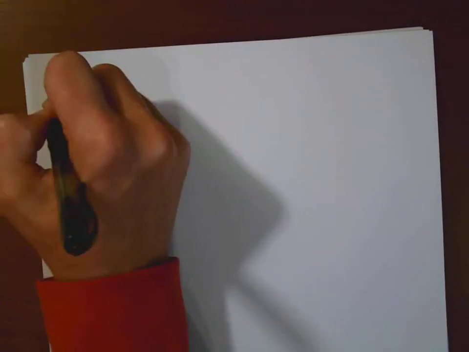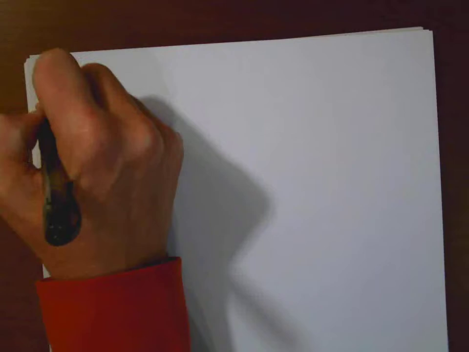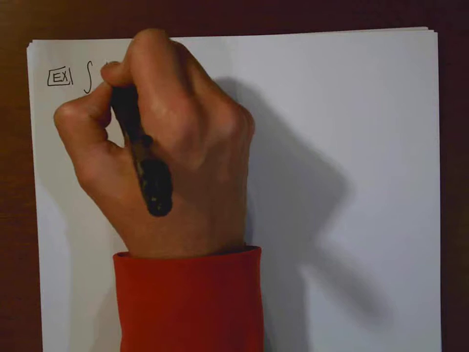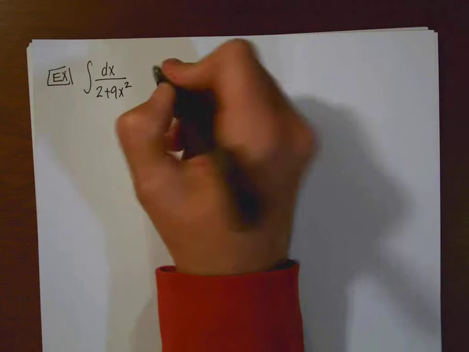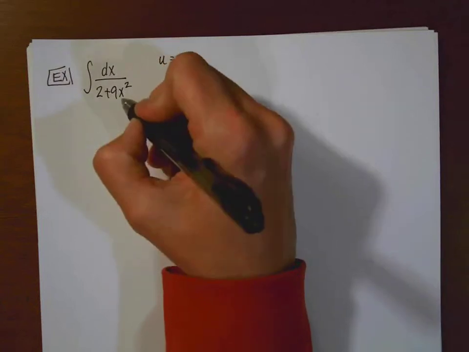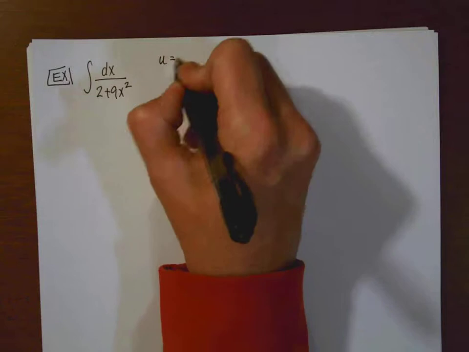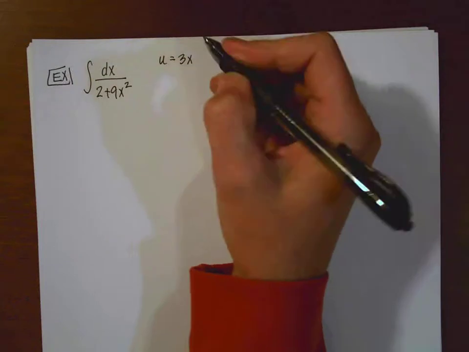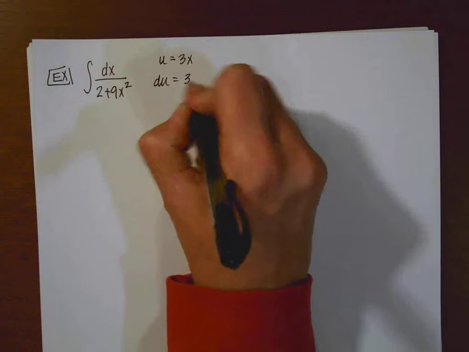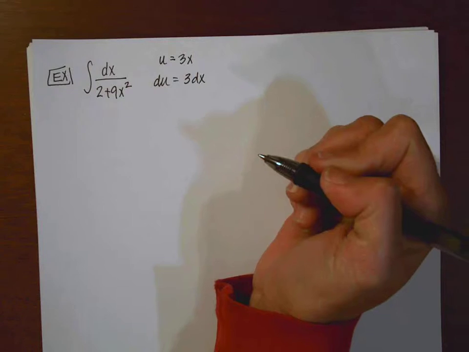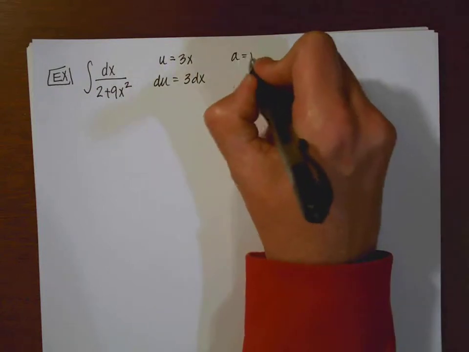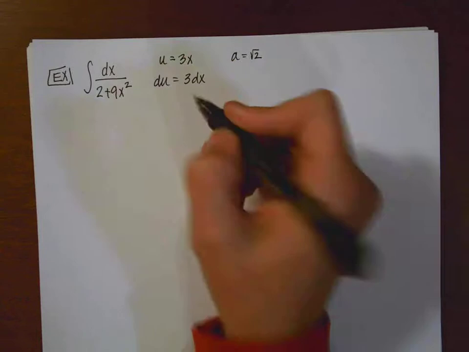All right, so now let's walk through some examples. I'm only going to do, I think, 4 because these get to be a little bit entertaining. So the first example, I want to do the integral of dx over 2 plus 9x squared. Remember, my u needs to be the square root of the variable thing. So u is going to be 3x, and then du is going to equal 3 dx. So it's a combination of u substitution and otherwise. And then I'm going to let my a equal the square root of 2.